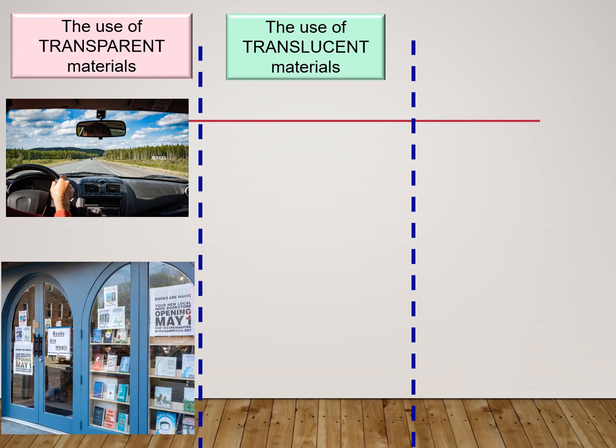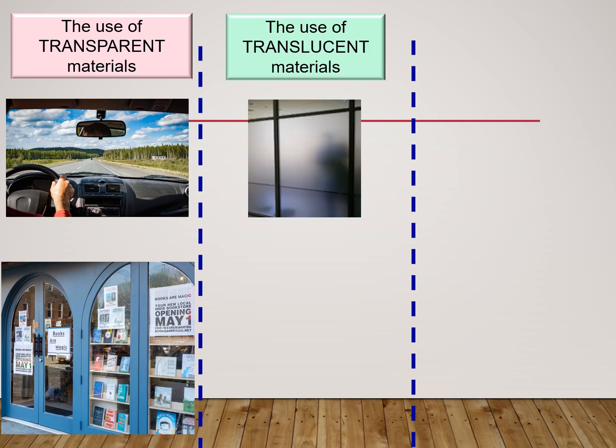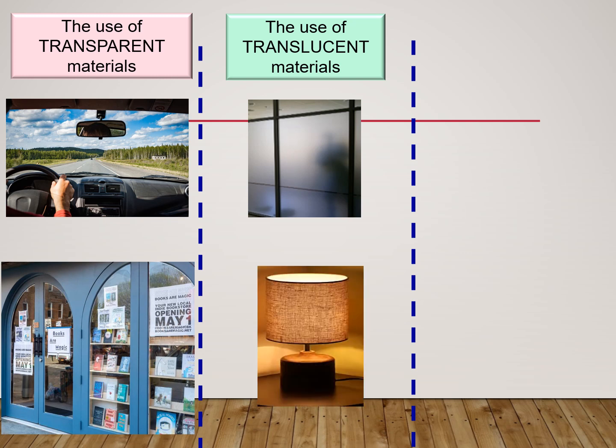And the use of translucent materials is such as at certain areas where light is needed but the person inside wants a bit of privacy because the inside cannot be seen clearly. And for lampshades, translucent materials are suitable to be used because they allow enough light to make us see, but not too bright so it will not disturb our sleep. It also can create a calmer and more relaxed ambience.